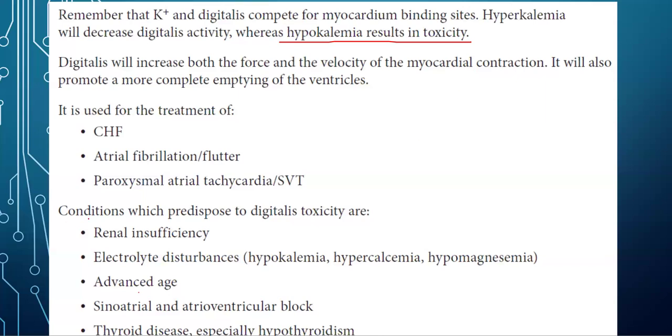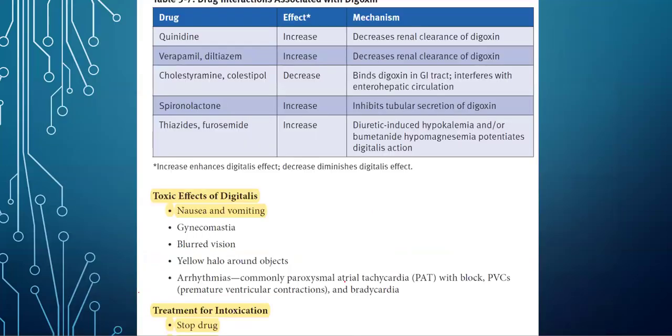Okay. Other than that, there are other conditions which can also cause digoxin toxicity, like if a patient has got renal failure, because digoxin is excreted by the kidney. So if kidney failure is there, then there will be toxicity. Electrolyte disturbances such as hypokalemia, hypomagnesemia, hypercalcemia, and thyroid disease like hypothyroidism can also cause digoxin toxicity.